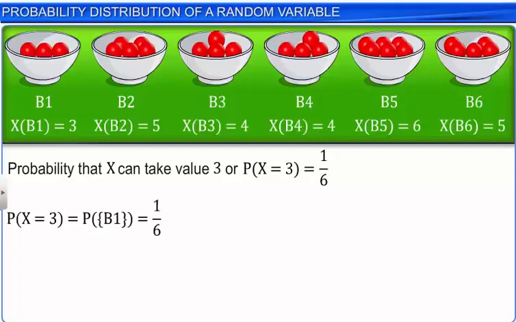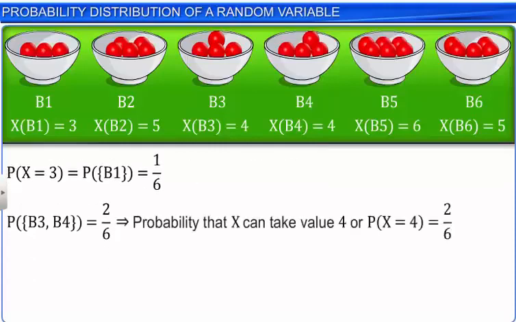Similarly, the probability that bowl B3 or bowl B4 is selected is 2/6. This implies that the probability that X can take the value 4, or P of X equal to 4, is equal to 2/6. In other words, the probability that X can take the value 4 is equal to the probability of selecting a bowl with 4 marbles, which is equal to 2/6.